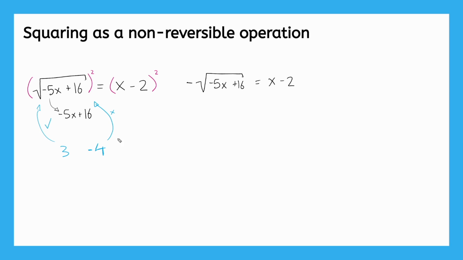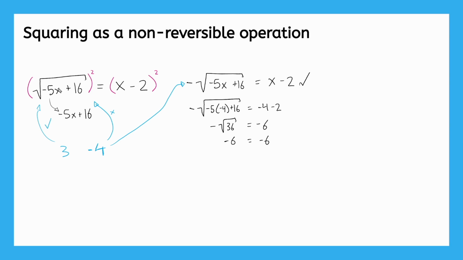And that's because negative 4 is actually a solution to this other equation. So if we plug in negative 4 here, we can check that this is true. So we have negative root of negative 5 times negative 4 plus 16 is equal to negative 4 minus 2. And we will solve this out. So we have a 20 plus 16, so negative root 36. And on the other side, we have a negative 6. Square root of 36 is 6, and we carry over this minus, and we have negative 6 equal to negative 6. This is a solution to this equation, so this works.